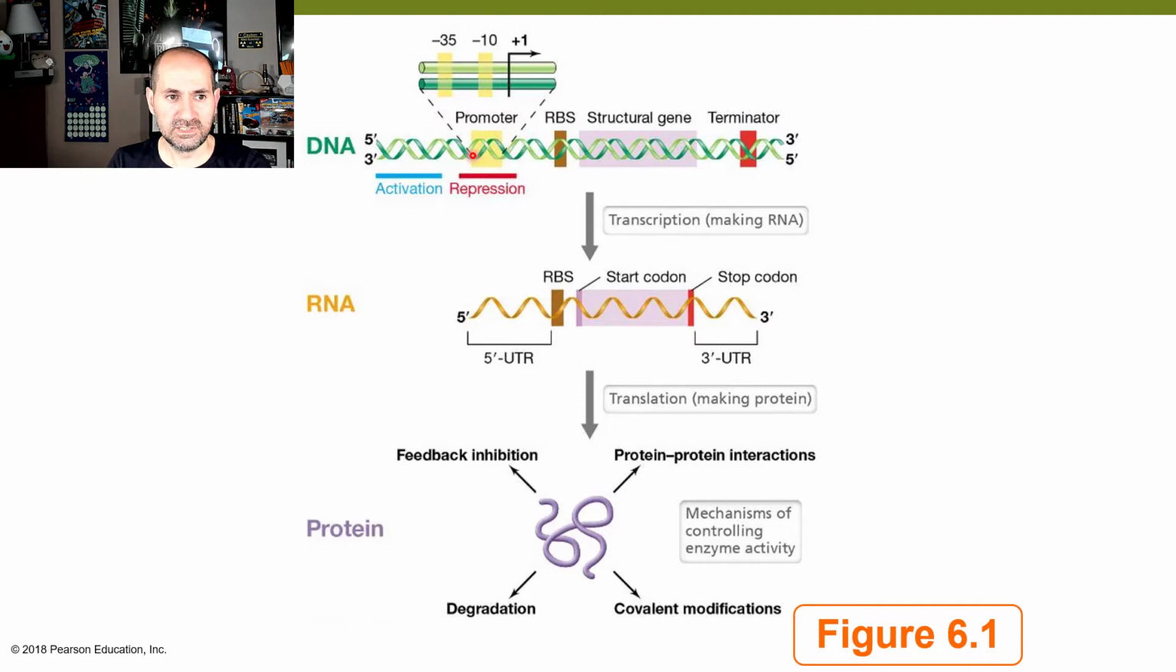There's a stretch of DNA called the promoter. And the promoter is where the RNA polymerase attaches in order to initiate transcription. And don't forget that the promoter has two special sequences on it called the -10 and the -35 sequences. And those are recognition sites for the RNA polymerase to attach.